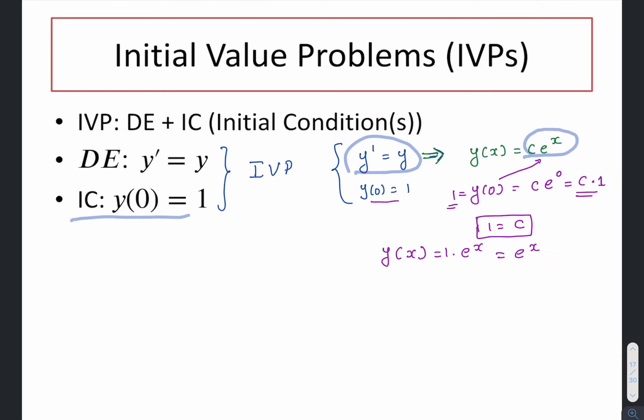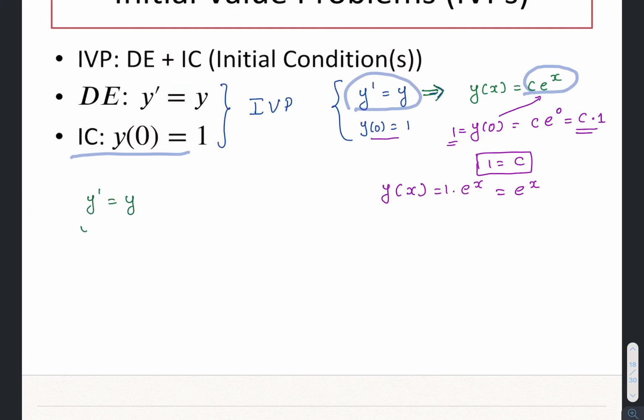Let's take a look at another initial value problem. Suppose I have a similar one, just say I have this initial value problem, which is y prime is equal to y and y of 0 is equal to, let's just say 3. What would be the solution to this? Again, y prime is equal to y is going to give you the one parameter family of solutions, which is y of x is equal to c e to the x, right? And y of 0 is equal to 3.